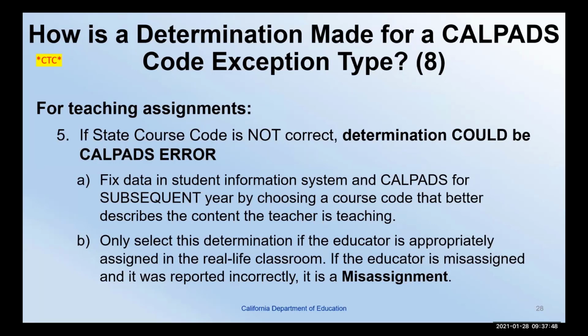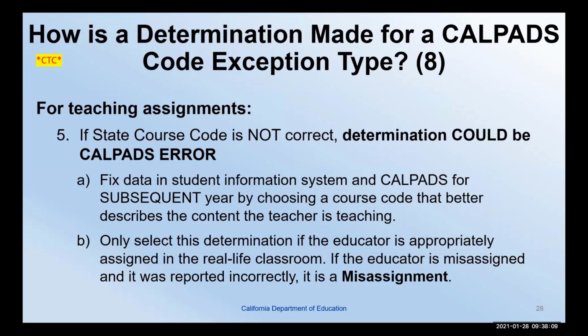Everything that was determined as a CalPADS exception. So you can have a list of the things that you need to work on together to make sure that they're coded appropriately in the subsequent year. And another note on this is that you can only select this determination if the educator is actually appropriately assigned in the real-life classroom, right?